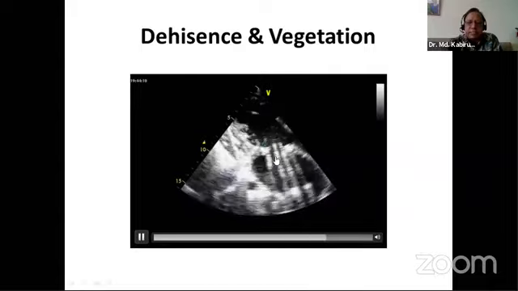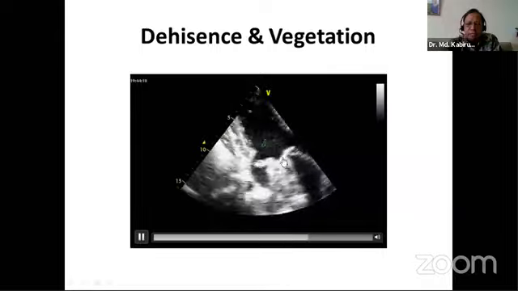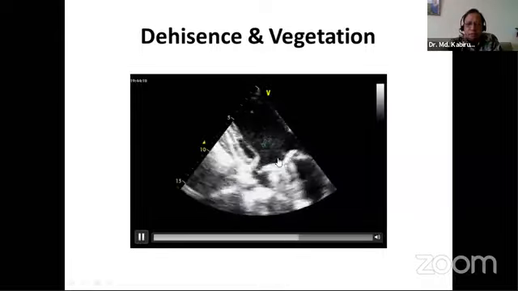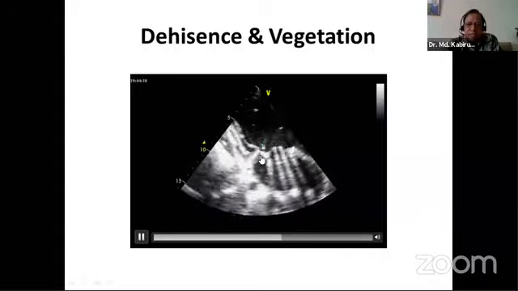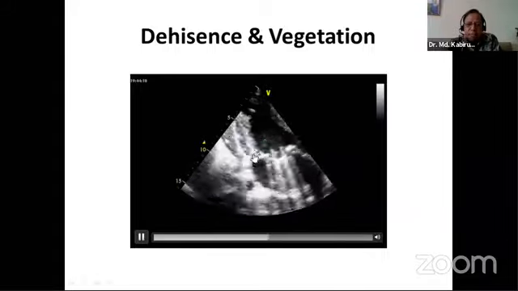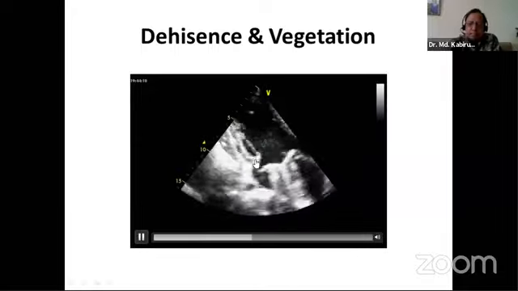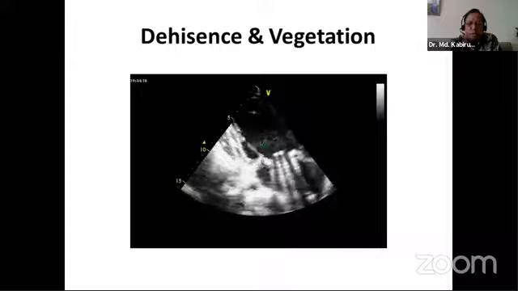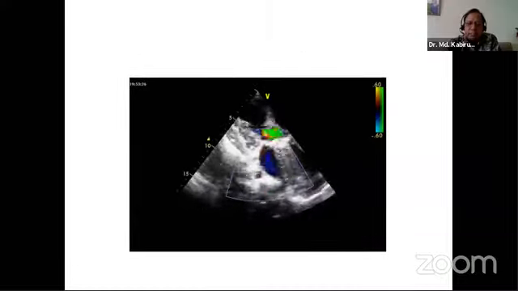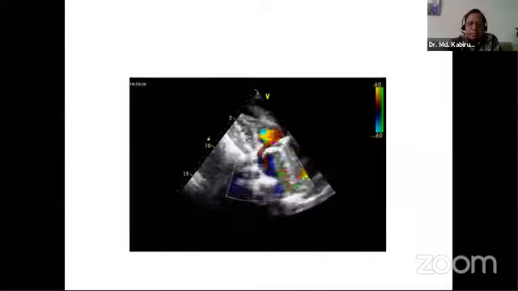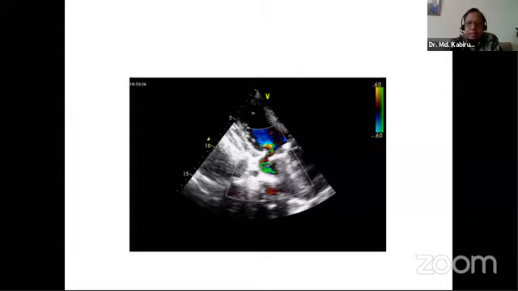This is the dehiscence and vegetation. You can see the bileaflet prosthetic valve opening and closing in a fantastic, very good way, a normally functioning valve. But there is dehiscence in the annulus, and you can see the dancing and oscillating movement of the vegetation. So this is the example of dehiscence, with the dancing and oscillating movement at the annulus. And this is the same patient with the color Doppler image. This is the severe paravalvular regurgitation.